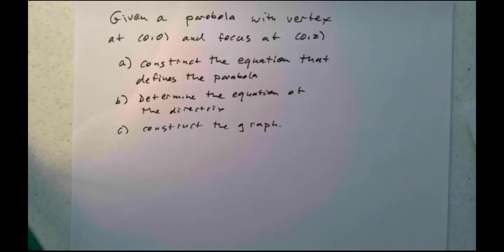This question says, given a parabola with vertex at (0, 0) and focus at (0, 2), construct the equation, determine the directrix, and construct the graph. So let's look at those 2 points, the vertex and the focus, and then we will do the rest. So I'm going to go to Desmos so that we can see those points.